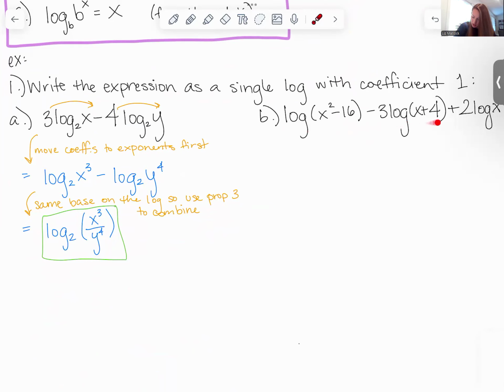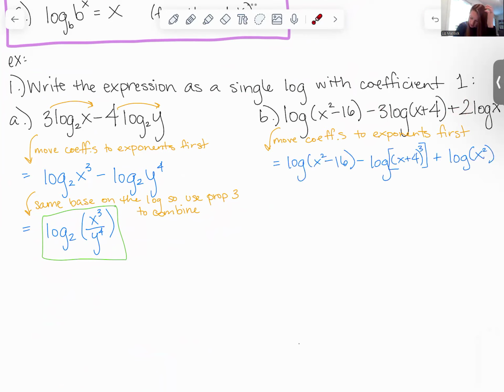So here I have a couple things that have a coefficient that's not 1. So I'm going to have to change that first. I'm going to move these coefficients to be exponents. So we've got log, and remember, log with no base written there is log base 10, really.